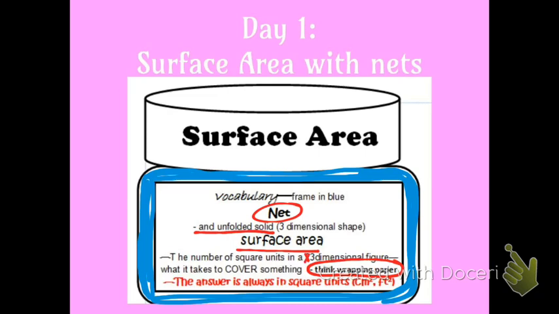Sorry about that. All right, so the surface area is just the number of square units in a three-dimensional figure, what it takes to cover it. And think of wrapping paper. So if you're going to wrap a box, you need its surface area in order to wrap it. Okay? And the answer is still in square units. It doesn't change because we're still talking about area.